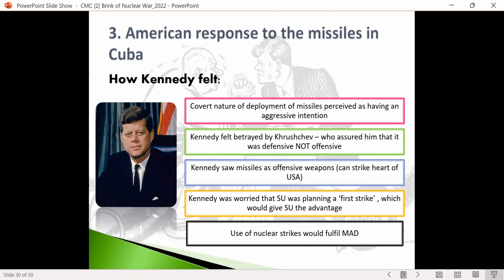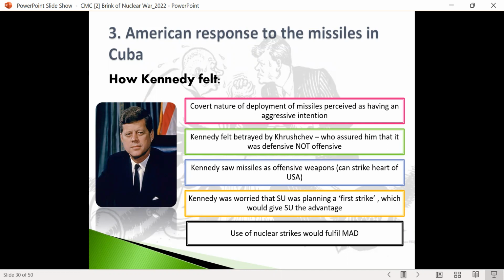Okay, because for Kennedy, right? The covert, meaning very secretive, nature of putting the missiles there. Covert, secretive. Sneaky is more slang, so you can say covert deployment of the missiles. They put the missiles there so secretly, right? The Soviets themselves who put the missiles there were perceived as being very aggressive.